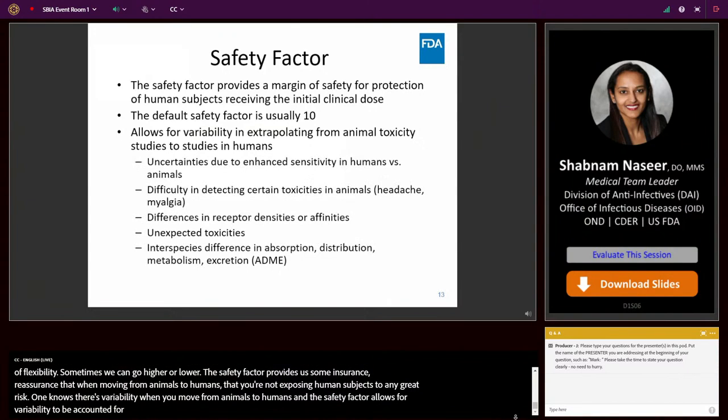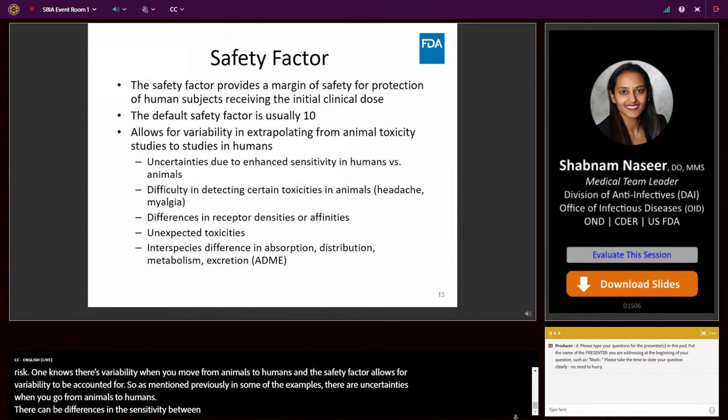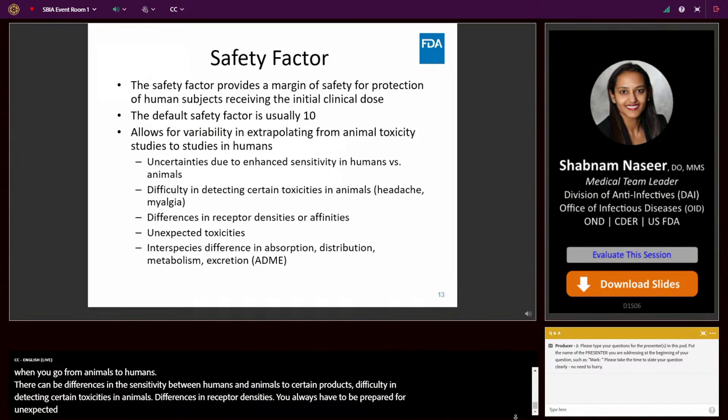So, as mentioned previously in some of the examples, there are uncertainties when you go from animals to humans. There can be differences in the sensitivity between humans and animals to certain products, difficulty in detecting certain toxicities in animals, differences in receptor densities. You always have to be prepared for unexpected toxicities and interspecies differences in how the product is handled. Animals and humans may not always handle the product in an identical manner.